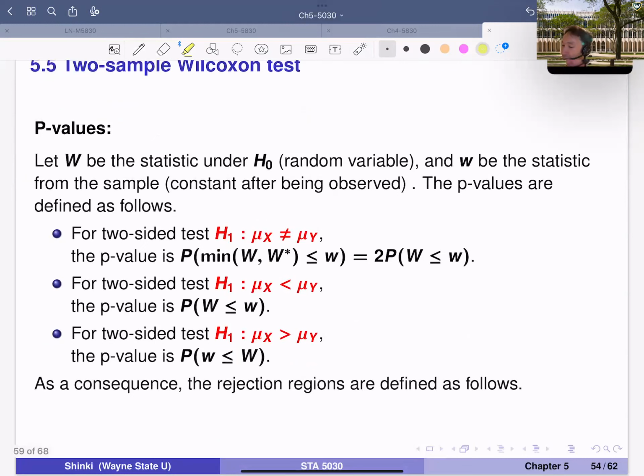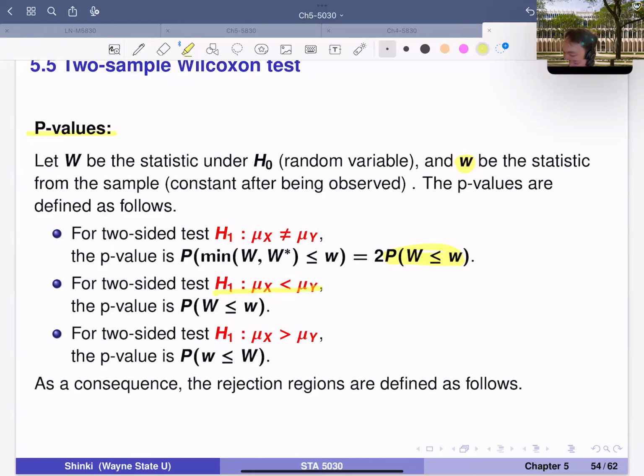And for a two-sided test, we reject the null hypothesis if the W is, sorry. So we have to define p-values to decide whether or not we reject H0. Suppose that the lowercase w is the test statistic from our sample, and we calculate the probability of a more extreme event than this lowercase w. And then we multiply by 2. That is the two-sided p-value.